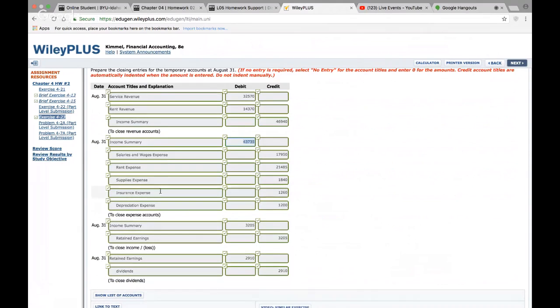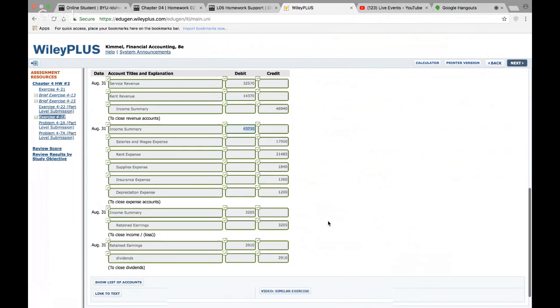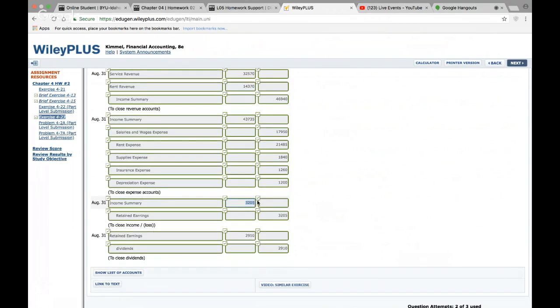Now that we've closed out the revenue accounts and the expense accounts, we have to close the income summary account because we've been debiting and crediting it. But these two numbers don't match, so we want to find the difference. We take 46,940 and subtract 43,735 from that number, and that's how I got the 3,205. That is the difference between these two numbers. We debit for that much, and then we credit retained earnings for that same amount so that everything is closed out.